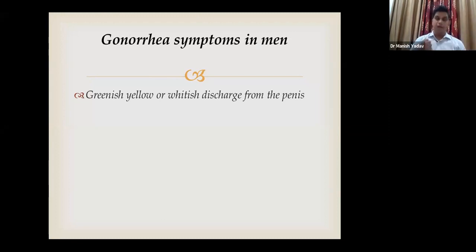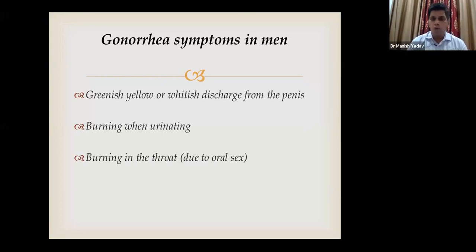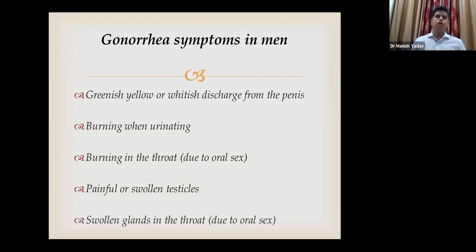Psychosis in men means gonorrhea. So what are the symptoms when a man gets affected by gonorrhea? Greenish, yellowish, whitish discharge from the penis. Burning when urinating. Burning in the throat. Painful or swollen testicle. Swollen glands in the throat. So these are certain manifestations of gonorrhea.